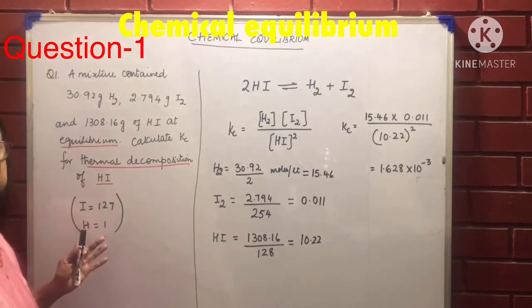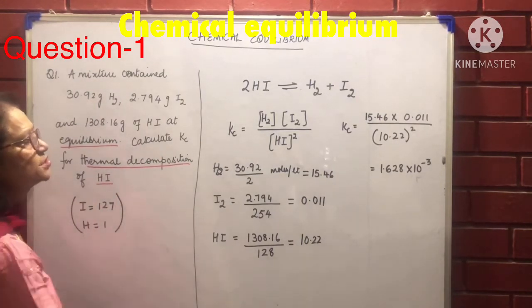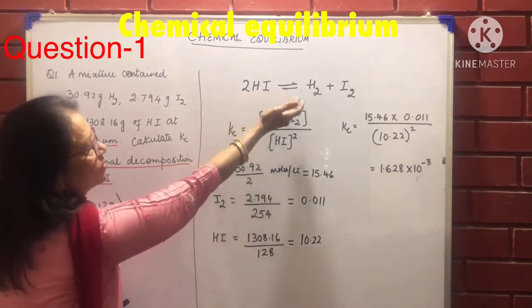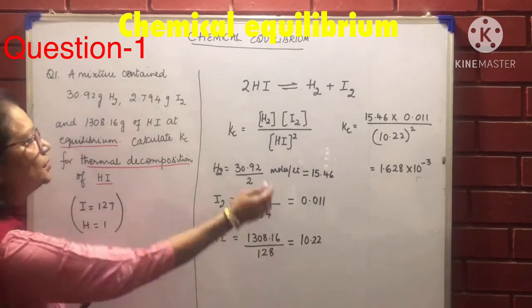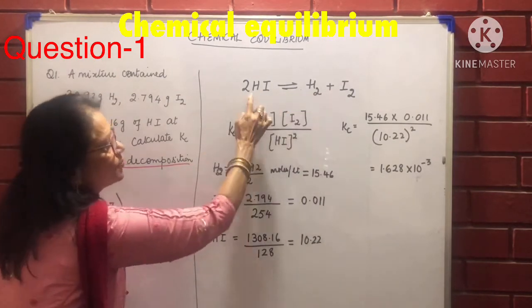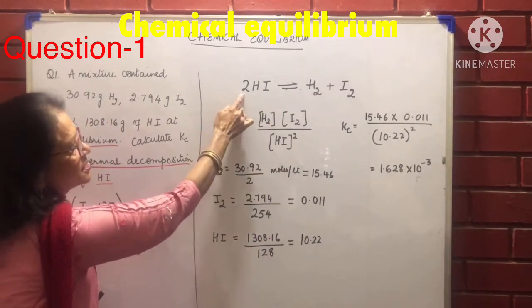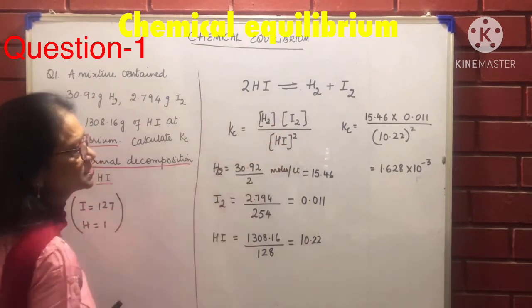That means my equation has to be thermal decomposition of HI. So HI on decomposition gives me this, and write a balanced equation. You know Kc is equal to product upon reactant. Reactant is 2HI, so this goes into the square.